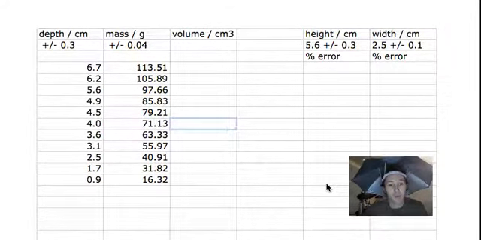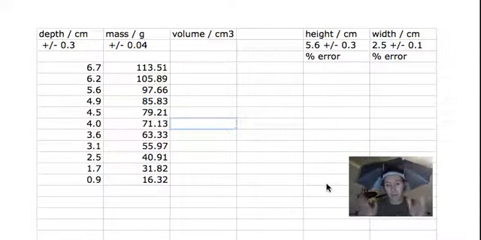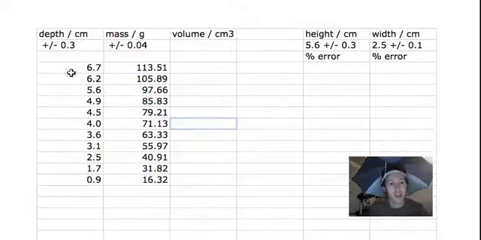We're going to do some data work on Excel, and Excel is a pretty good spreadsheet if you're just trying to deal with numbers and you're not trying to make graphs. So in our lab that we did in class, we were measuring blocks of cheese, and you were cutting your block of cheese down like this.